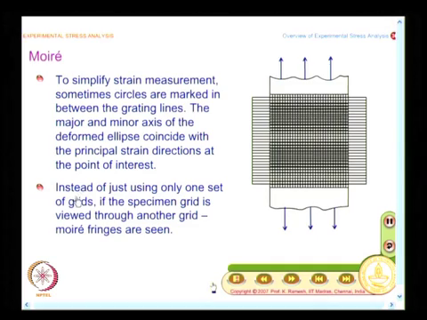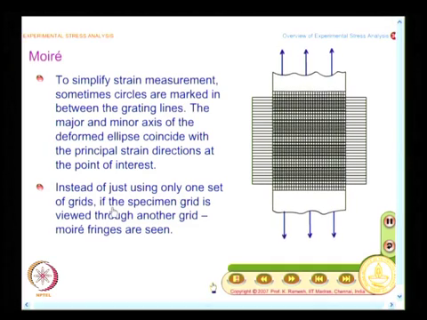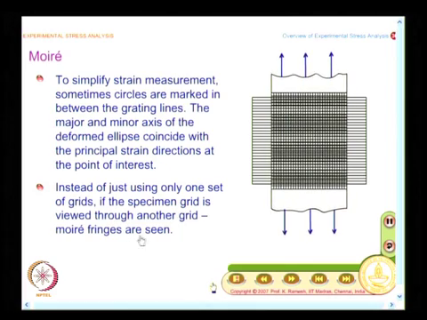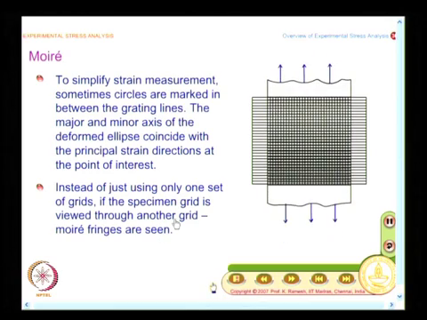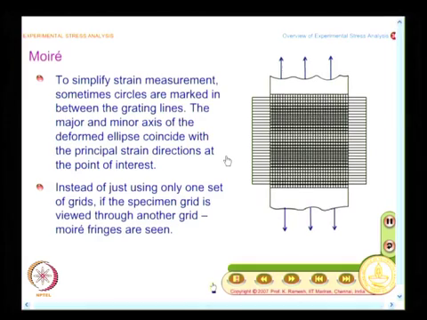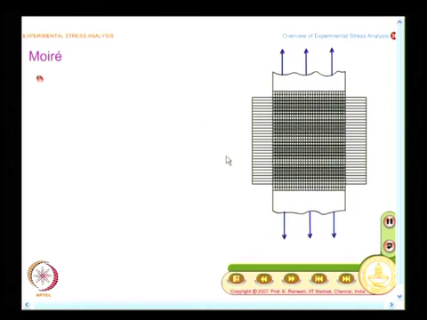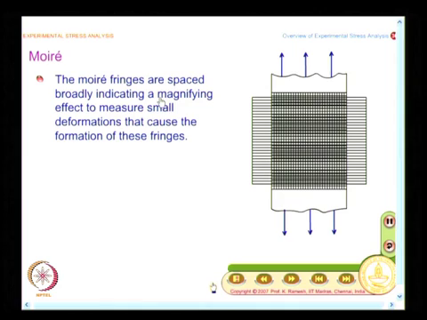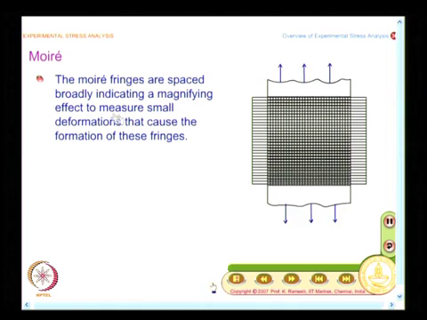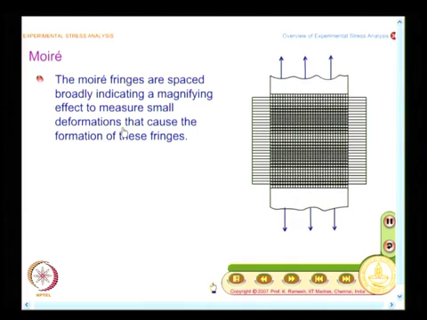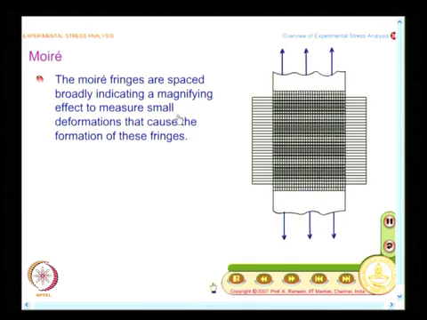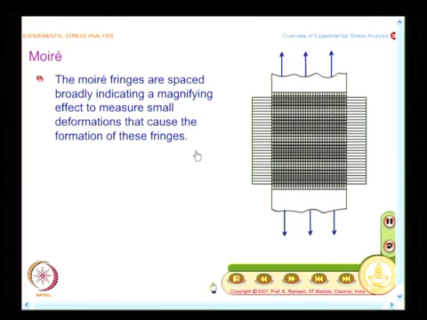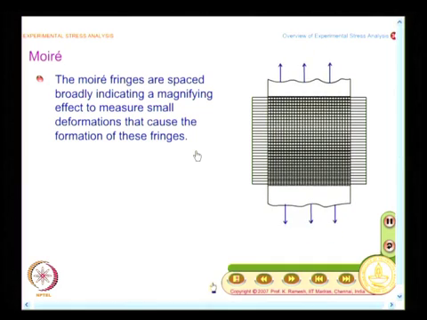So, what we find is instead of using only one set of grids, if the specimen grid is viewed through another grid, Moiré fringes are seen, and these are very coarse fringes. And what we want to see is we want to have fine measurements, and you also appreciate that Moiré fringes have a magnifying effect to measure small deformations. Because it has a magnifying effect, by making measurement on the fringes, you are in a position to find out very fine displacements.